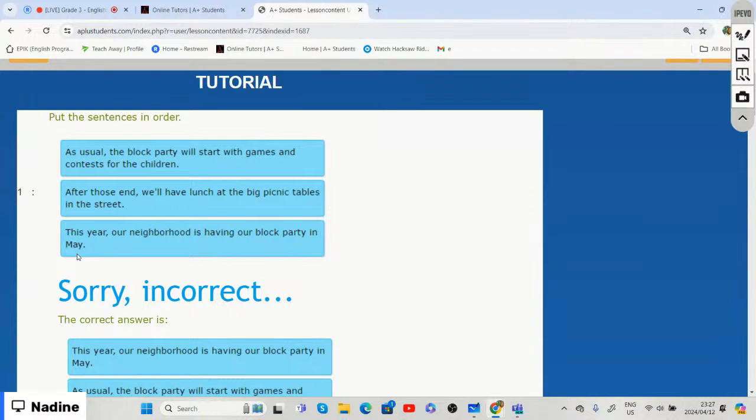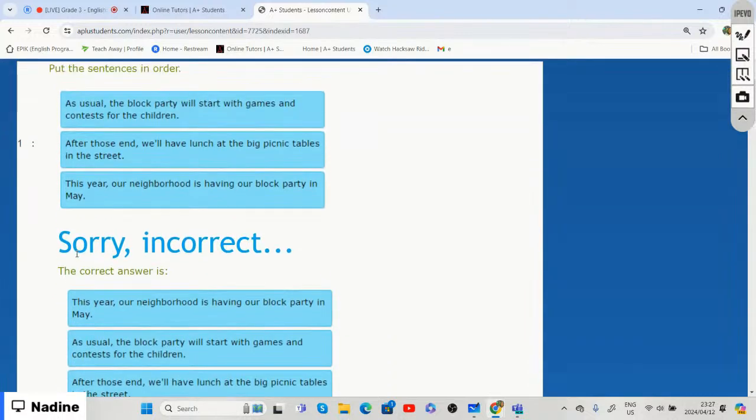All right. So it says, as usual, the block party will start with games and contests for the children. After those end, we'll have lunch at the big picnic table in the street. This year, our neighborhood is having our block party in May. So we need to put these three in order, right?